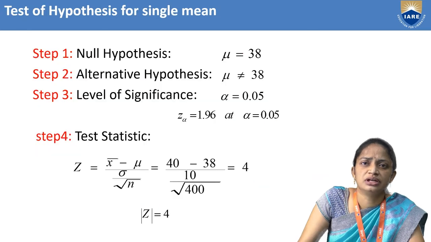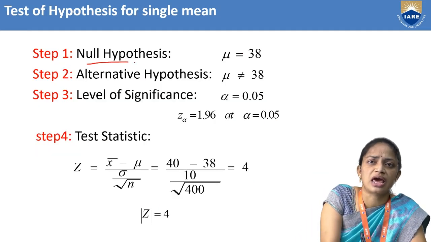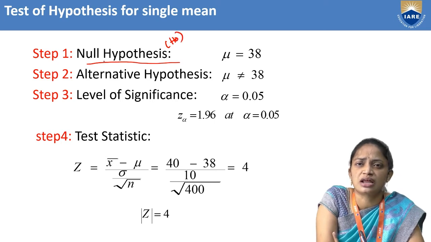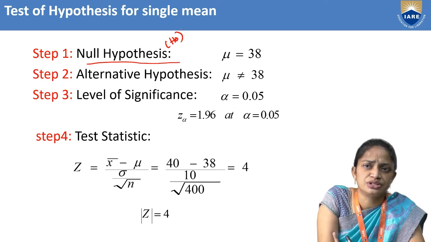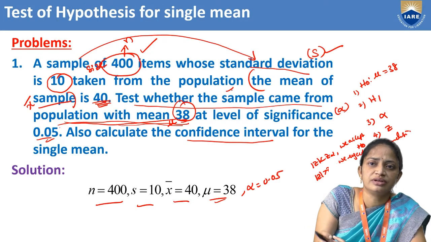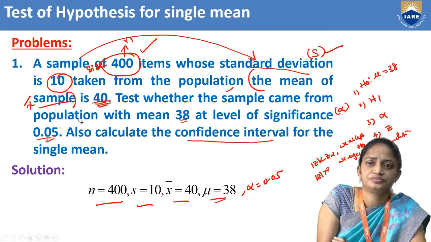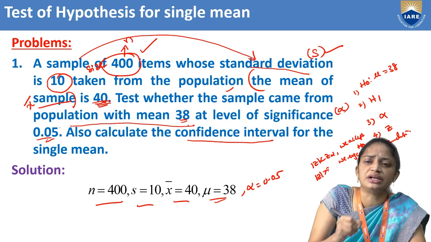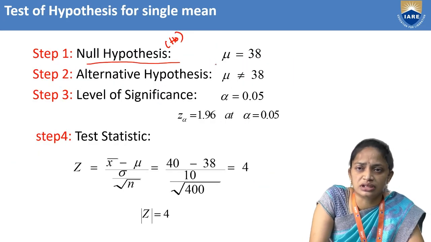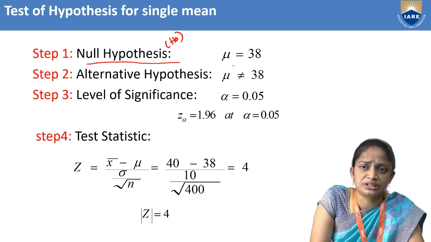Our step 1 is the null hypothesis, which is always denoted with H naught. Here I am taking H naught as the given statement. Our given statement is: test whether the sample came from the population with mean 38. So I am taking mu equals 38, because we need to check whether that sample came from the same population or not.